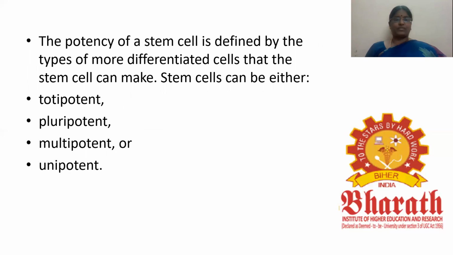The main potency of a stem cell can be defined by the types of more differentiated cells that it can make. So stem cells can be differentiated into totipotent cells, pluripotent cells, multipotent cells or unipotent cells. So we can see about the various types of stem cells in the next slide.